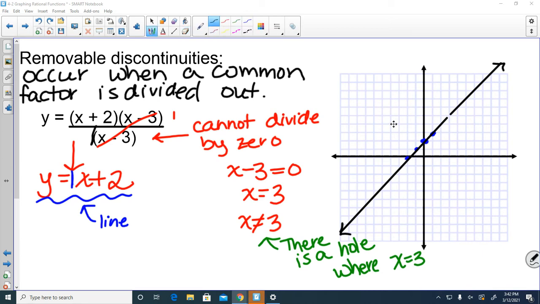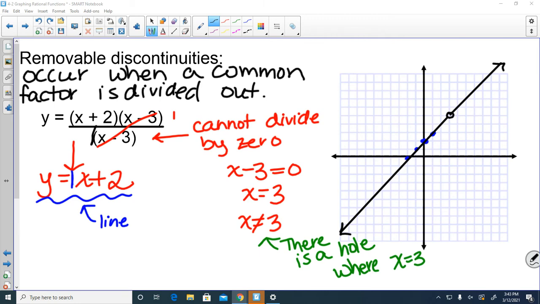And usually, this is what it actually looks like. It's like this line, and then there's a gap in the other line. Sometimes it's hard to show that in books. So what you'll see a lot is an open circle to represent that that's a hole there. So this function goes on and on and on forever, except there's this one gap at x equals 3.